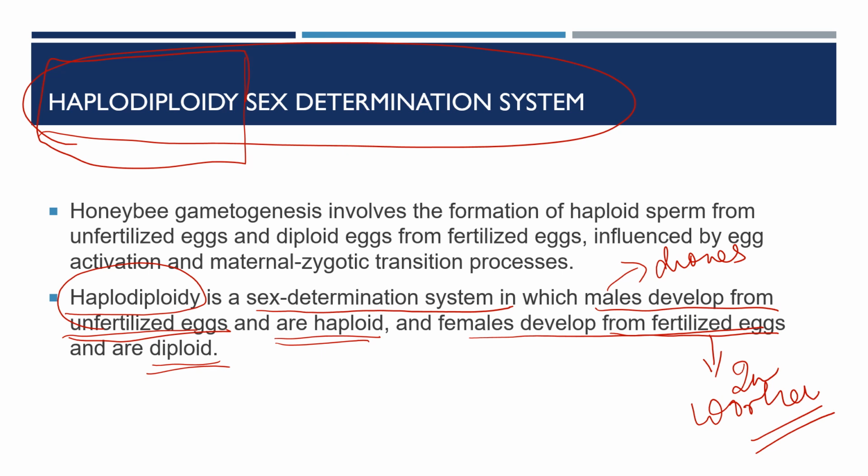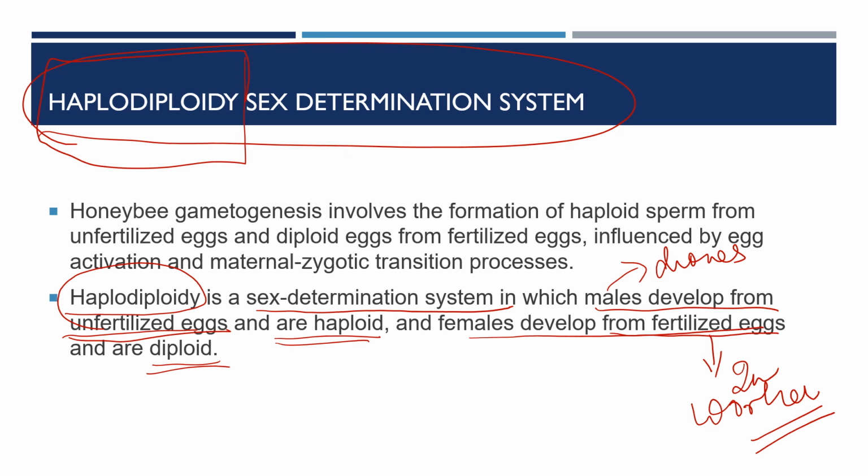This is quite different from us humans as well as Drosophila, insects and birds. This is different in honeybees. They have a haplodiploidy sex determination system. This is very important, and please note it down in your book; you should not forget this.